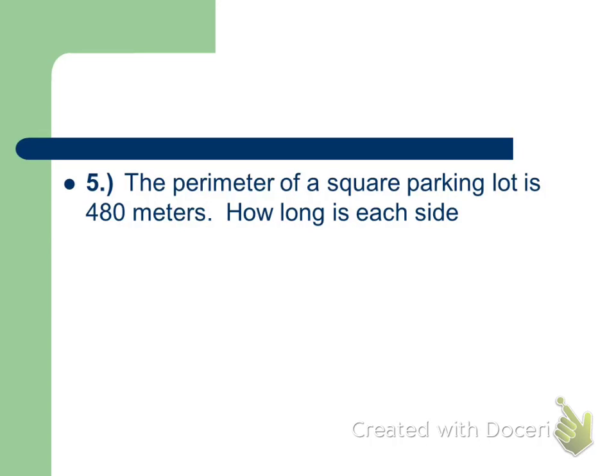The perimeter of a square parking lot is 480 meters. How long is each side? Okay. All right, on these ones, again, if you need a picture, it might help. A square means it's got four sides that are all the same length. I don't know what any of the sides are, so I'm just going to label them all with X's. I can only do that because I know they're all the same.